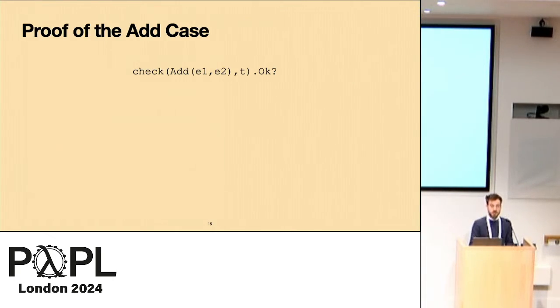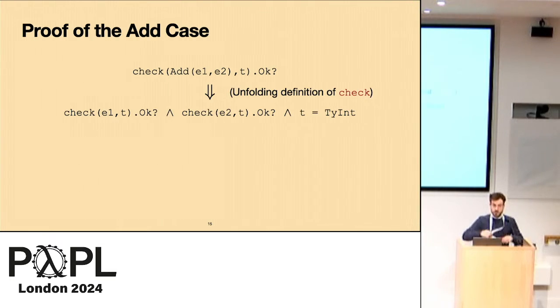Okay. I want to briefly take a look and illustrate at a high level, without diving into the Dafny', how the proof of the add case of the type soundness theorem should go. So we start by assuming that calling check on add and t returns okay. Then the solver is going to unfold the definition of check and get to the fact that E1 checks against t and E2 checks against t, and then we also made it to the correct branch of the if, the one that returned okay, which means that t has to have been equal to int.